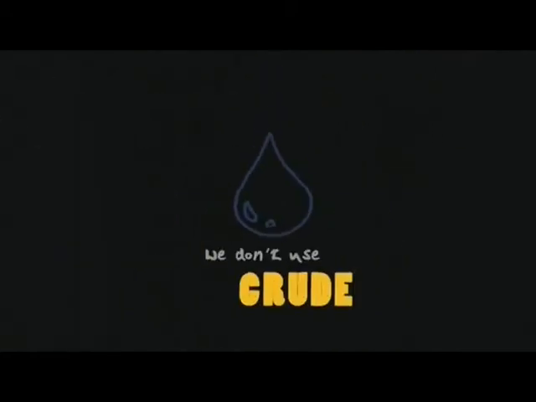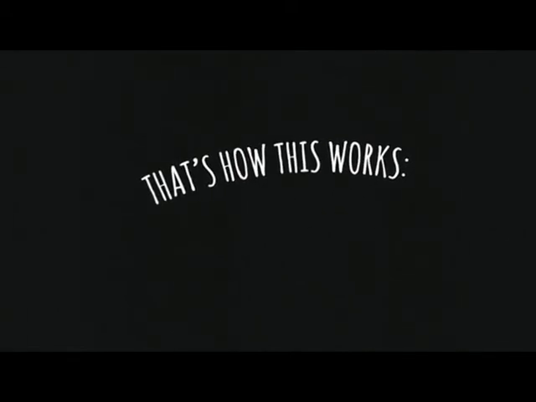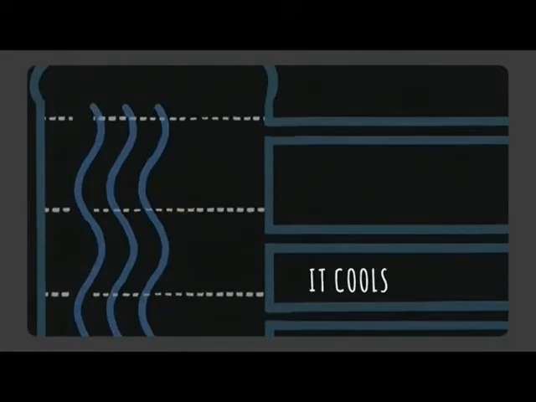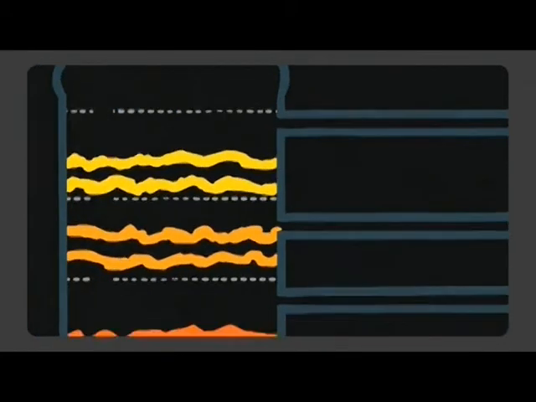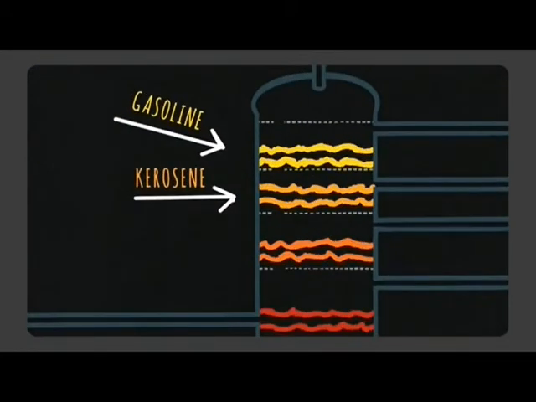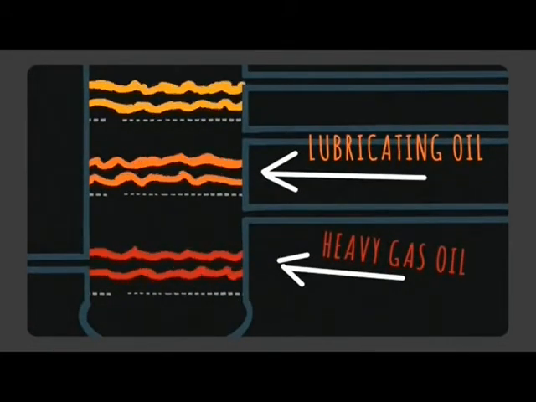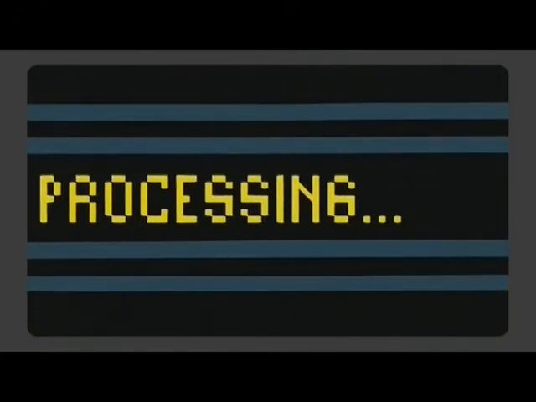Now, we don't use oil in its crude form. We refine it. That's how this works. Starting with the grab bag of molecules, you heat the crude up until it turns into gases. Then you pipe those vapors into what's called a fractional distillation column. As the vapor rises, it cools, and different substances, depending on their boiling points, condense into liquids. So up near the top, you've got gasoline and kerosene with lighter molecules. And then down near the bottom, you've got lubricating oil and heavy gas oil. There's some more processing to finish off the products, but that's the basics.